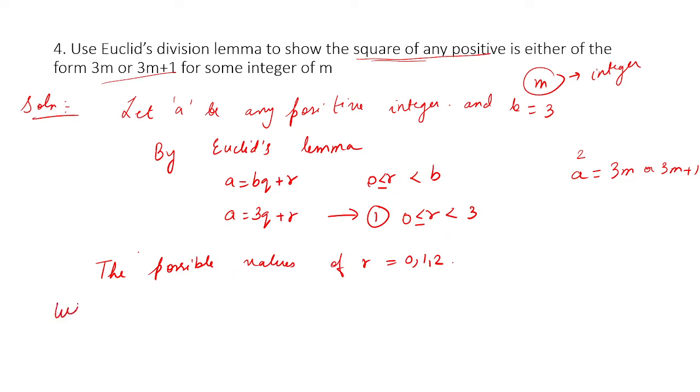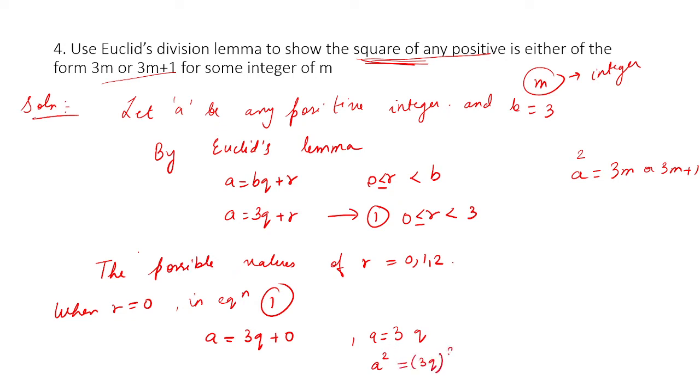So let's see, when r is equal to 0, what do we get in equation 1? When r is 0, we get 3q plus 0, which is 3q. So a is equal to 3q, but we are asked to show the square of any positive integer, so we have to take the square of this. Taking the square on both sides, you get a square equals 9q square. But I'll just remove them. Just give me a second.